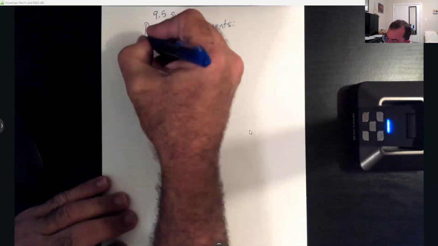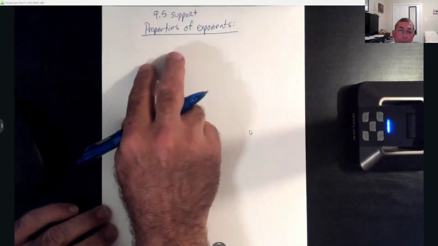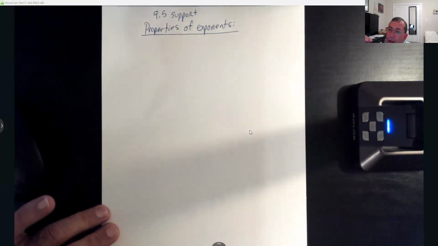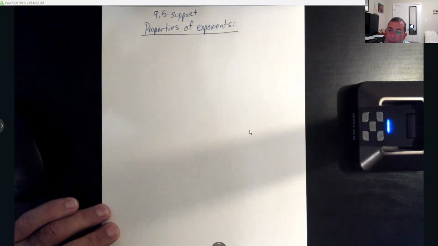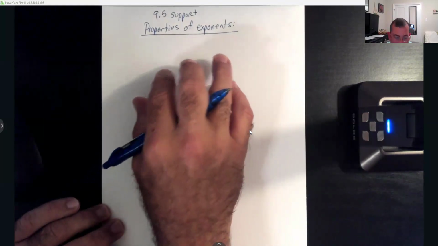So y'all, support goes over these properties because remember, in the long run, logarithms are exponents. So when we go over the properties of the logarithms, they're sort of going to mirror these properties of exponents, okay?